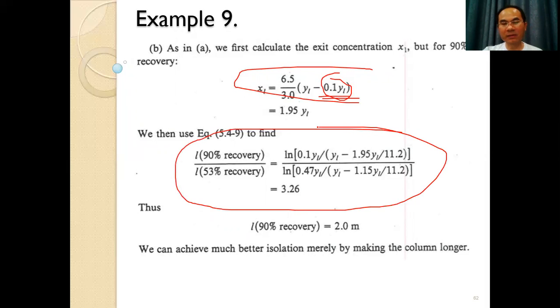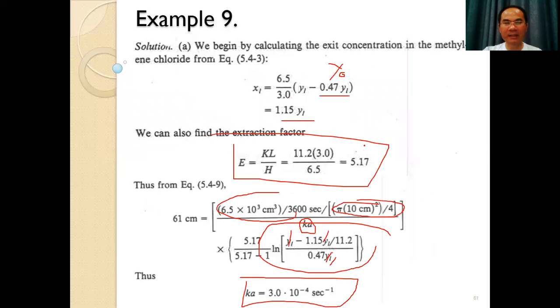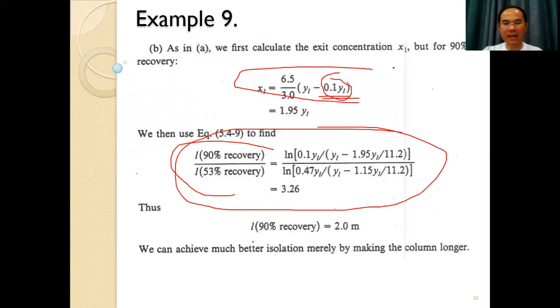And finally, you can solve for the ratio of L, which is 3.26. So you can do the ratio, and it is equal to 3.26. And we know L for 53% is 0.6. Then you can calculate L for 90% recovery, which is 2. You can see that increasing the length, or the height of the column, also increases the percent recovery.